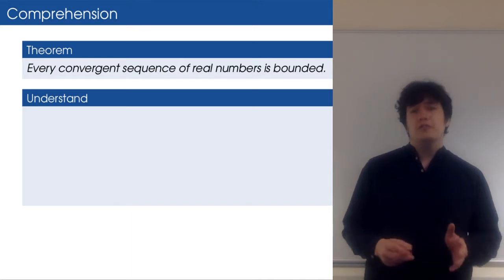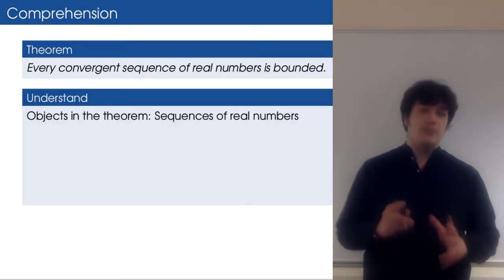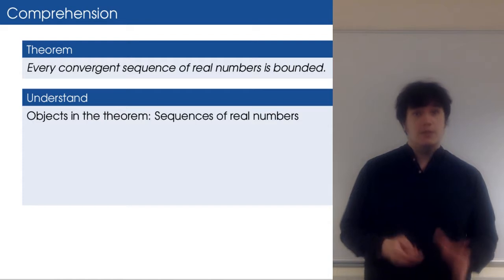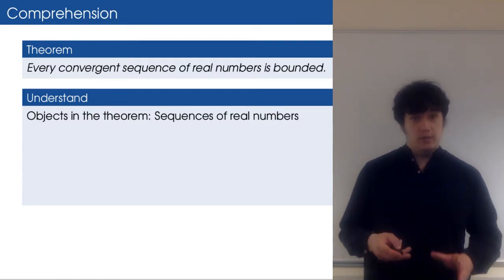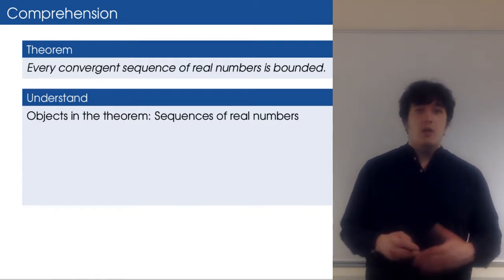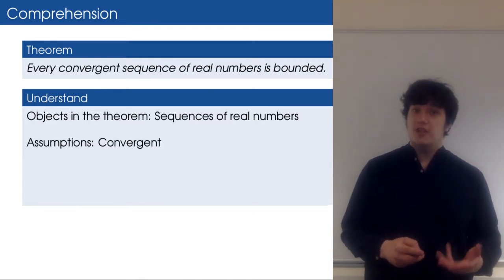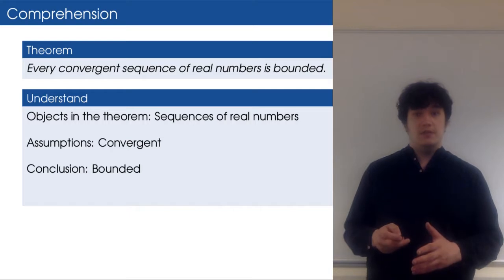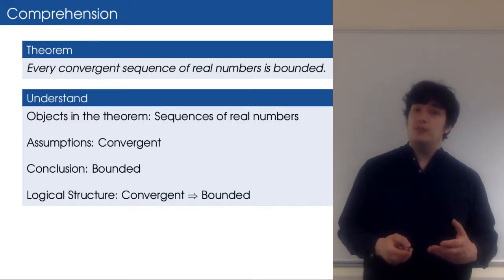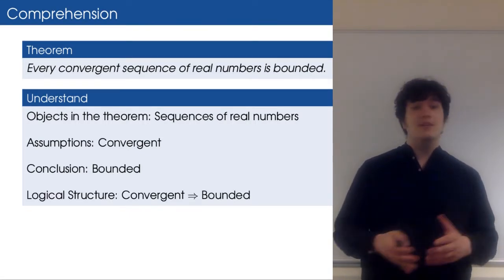So, first of all, what types of objects is the theorem about? Well, in this case, it's going to be about sequences of real numbers. What are the assumptions? Well, we're assuming that that sequence is convergent, and we're concluding that it's bounded. This has a very simple logical structure, just convergent implies bounded.